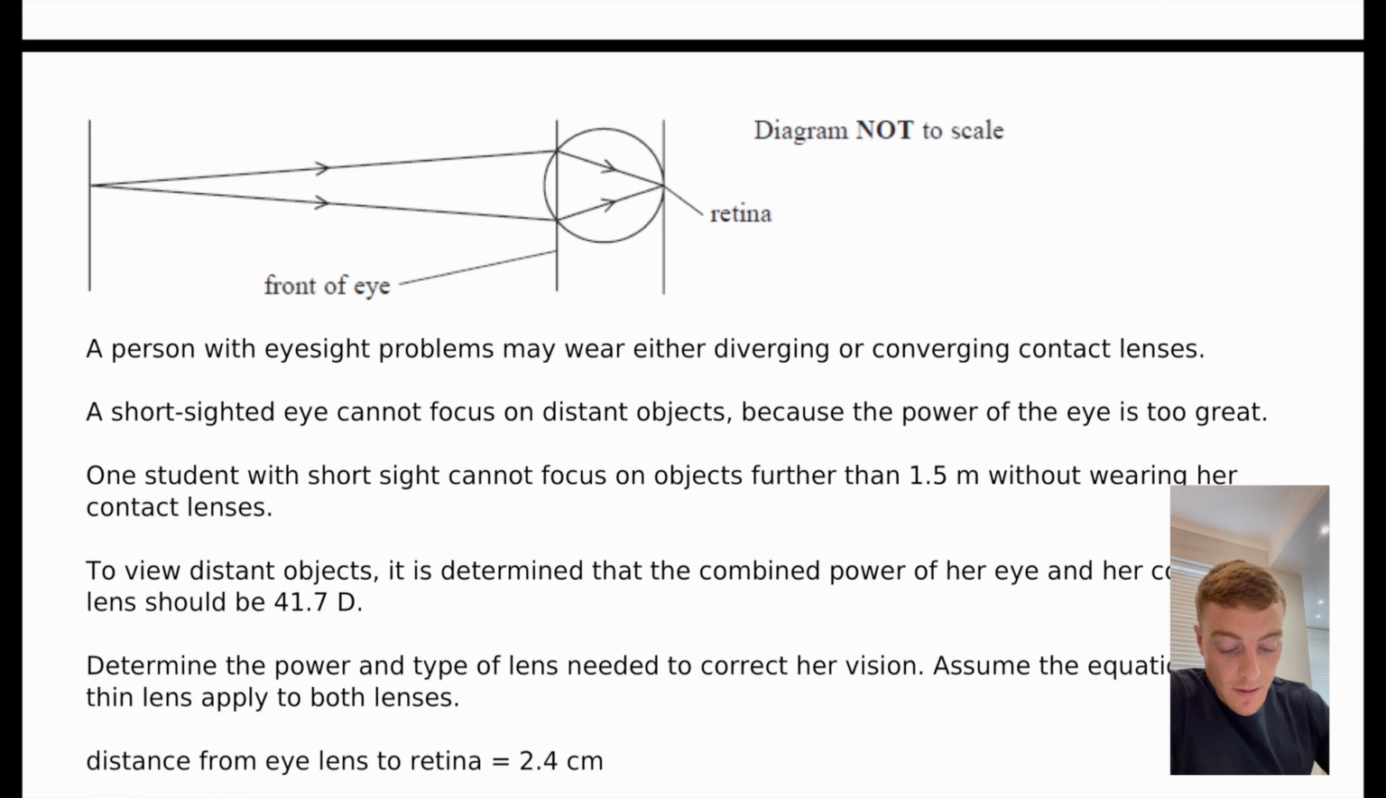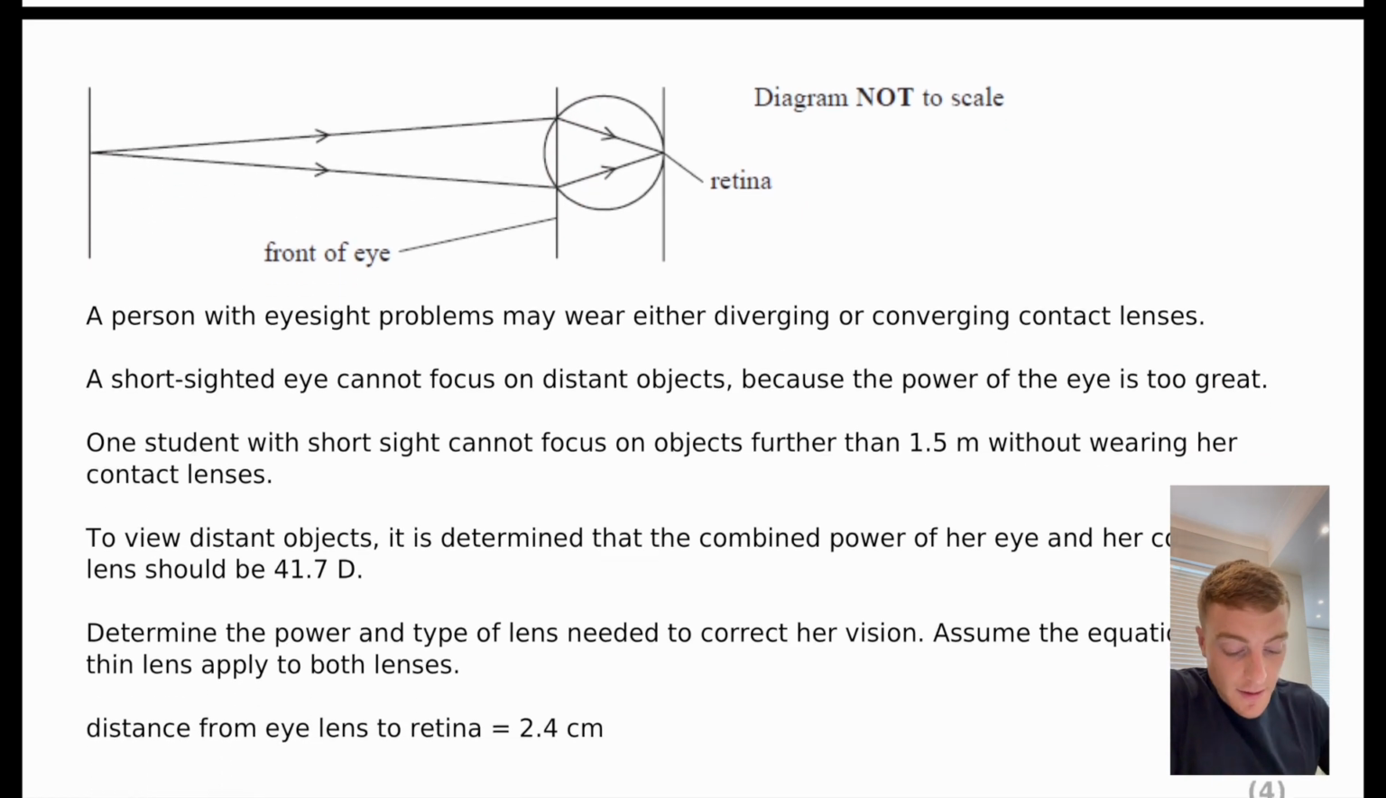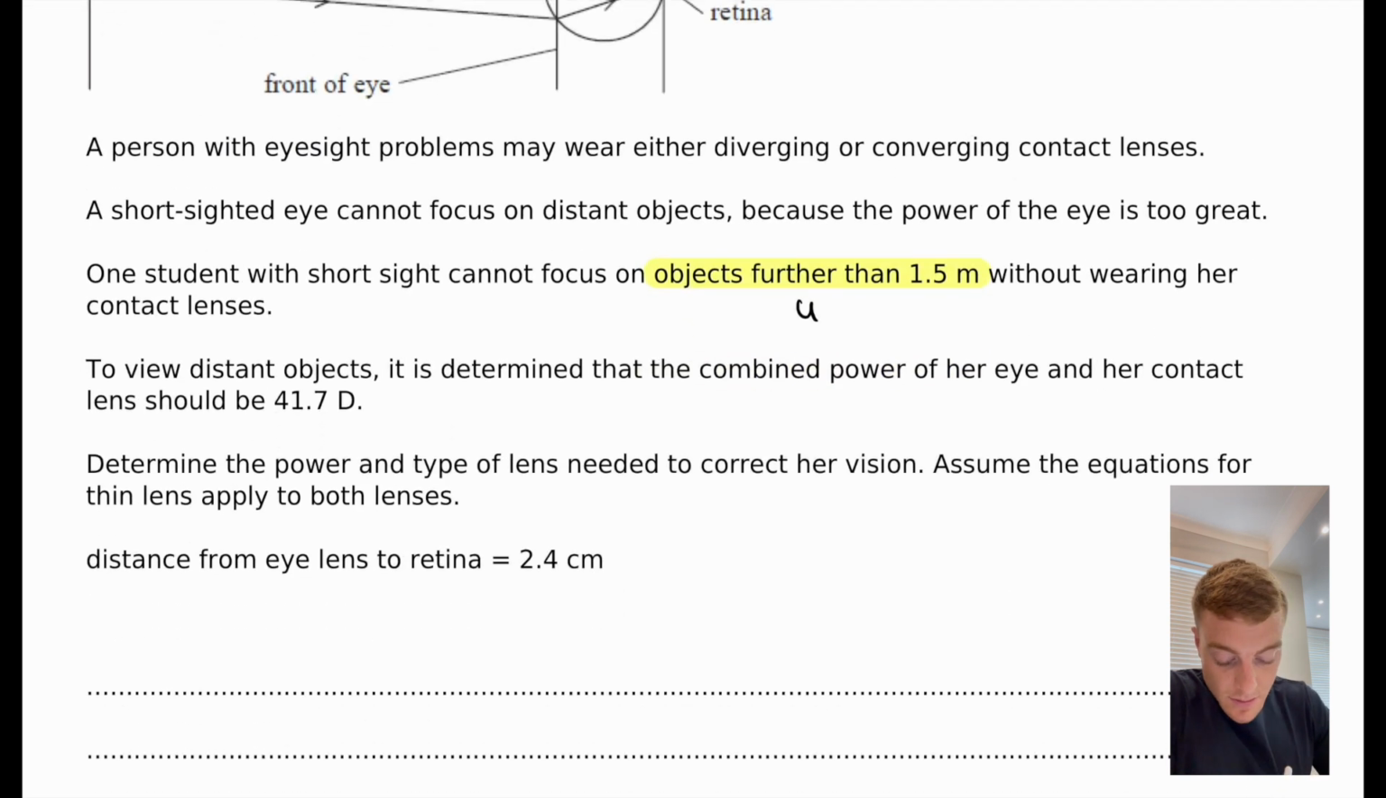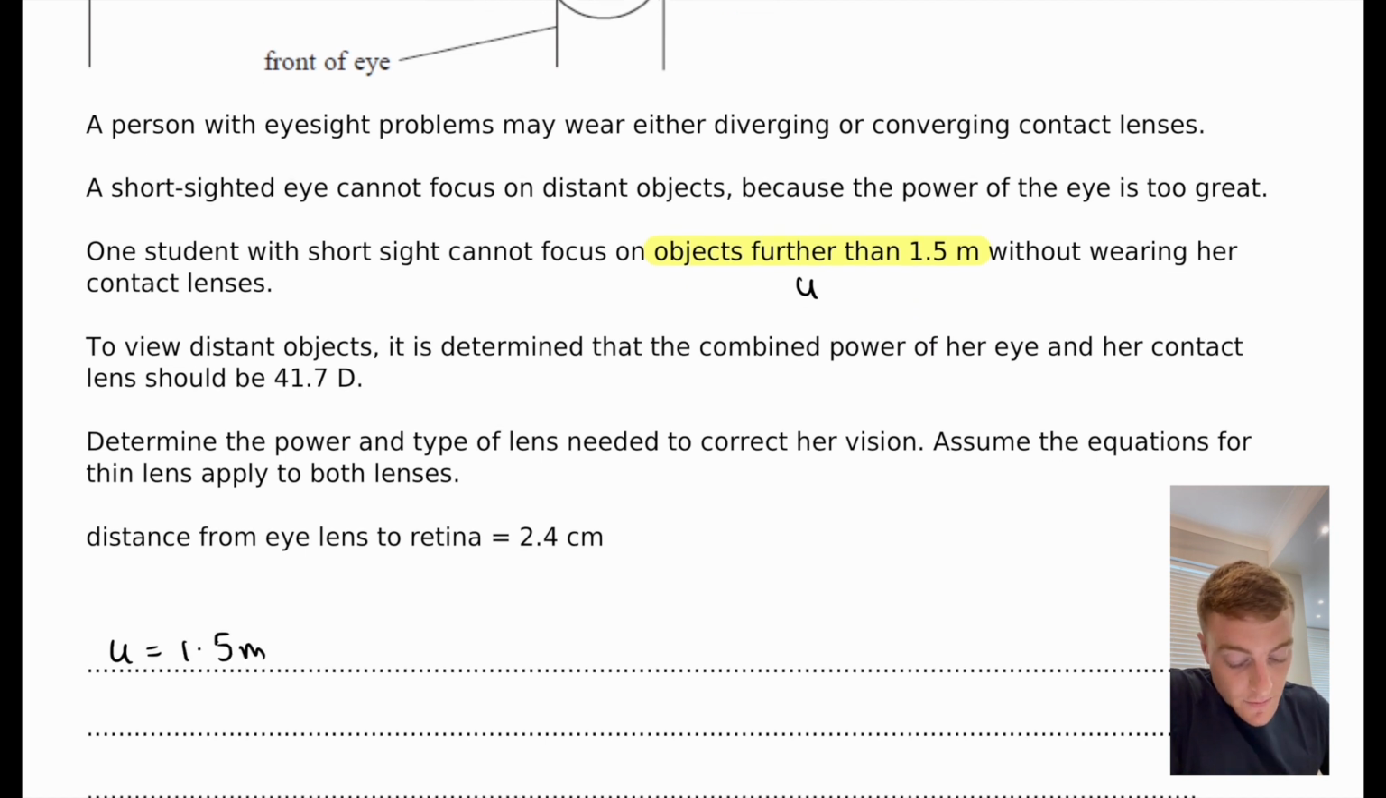Okay. Now let's go through and highlight some key things. It says a student with short sight cannot focus on objects further than 1.5 meters. Okay, well that's going to be my object distance, u. To view distant objects, it is determined that the combined power of her eye and her contact lens should be 41.7.